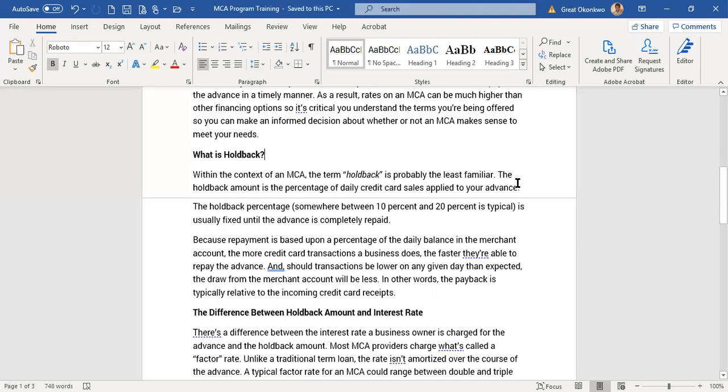Okay, let me highlight that for you. The holdback amount is the percentage of daily credit card sales. Percentage, right? Remember we talked about it. And then the holdback percentage, somewhere it ranges from 10 to 20%. In fact, sometimes it could even go to 40%. But 10 to 20 is typical, is normal. But sometimes it goes to 40% even. It is usually fixed until the advance is completely repaid.